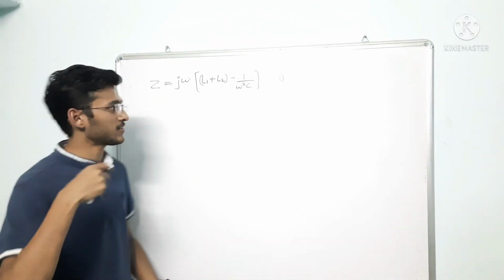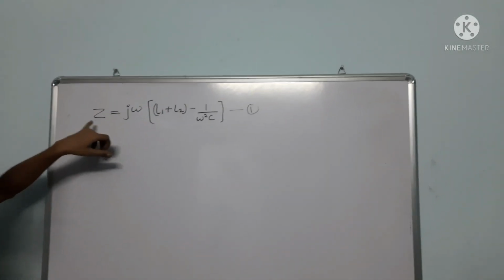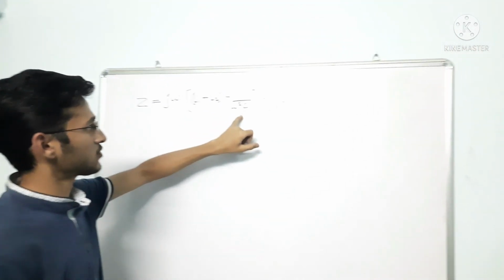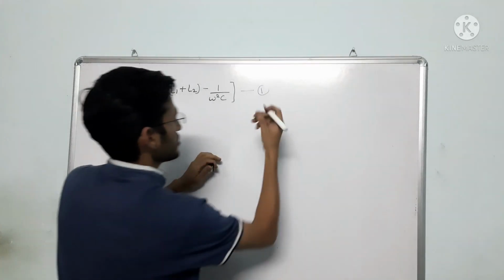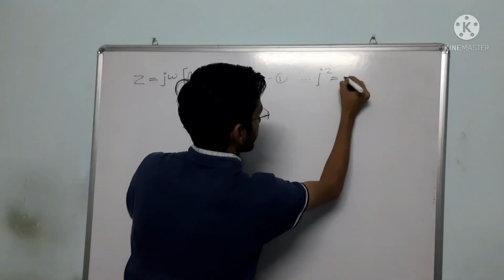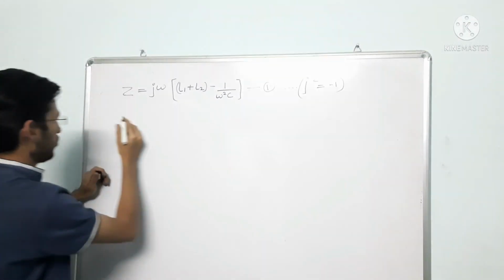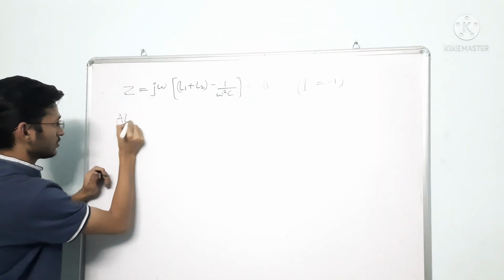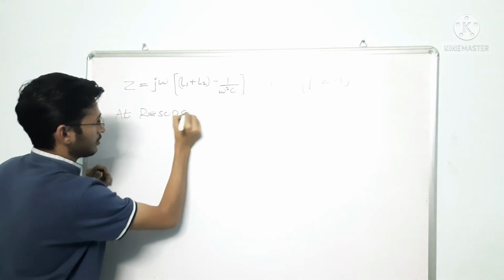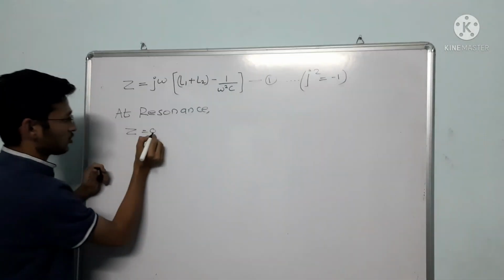So as from the previous slide, we have come to the conclusion of this equation that total impedance Z is equal to j omega times (L1 plus L2) minus 1 upon omega square C. As j square is an imaginary term and its value is minus 1, the sign here becomes negative. Now at resonance, we all know that impedance becomes 0.